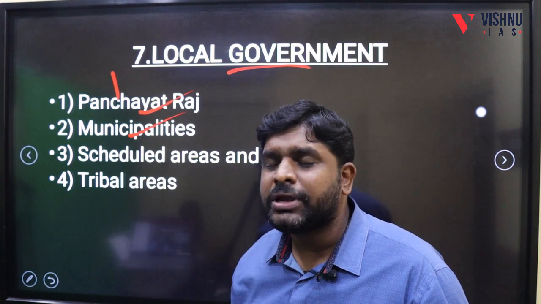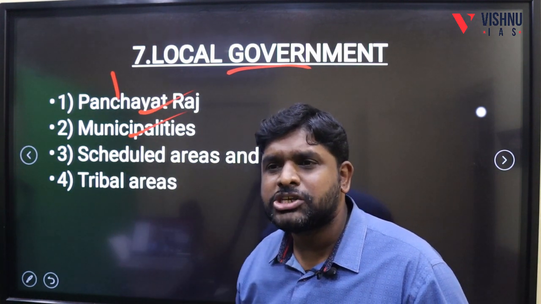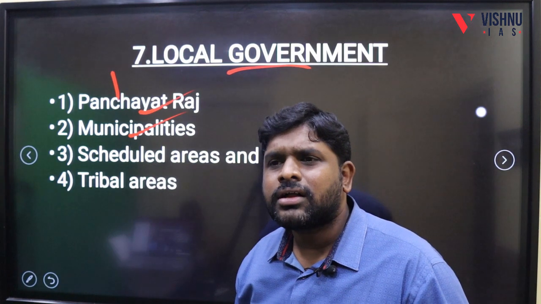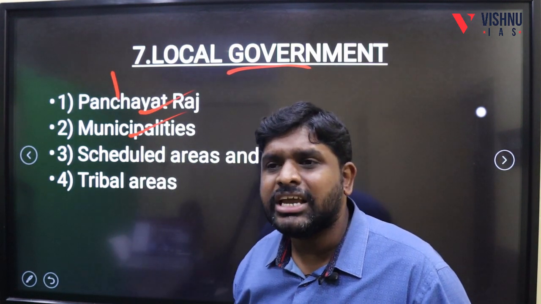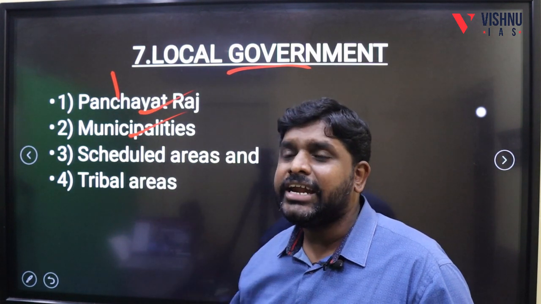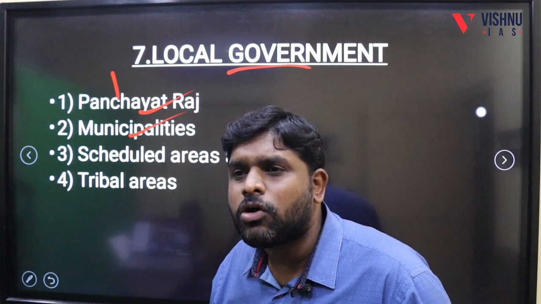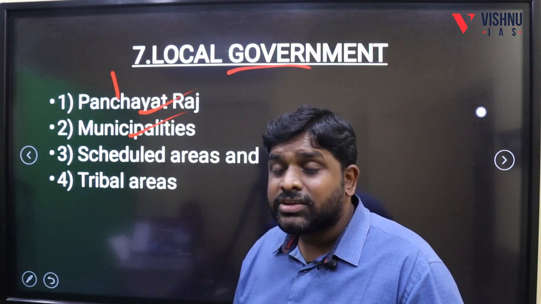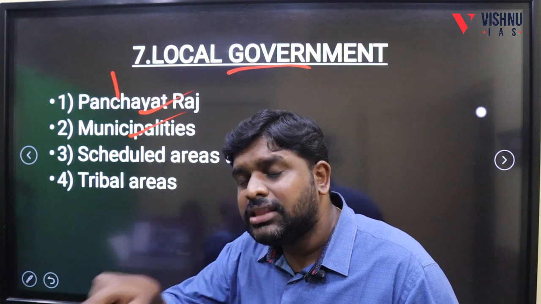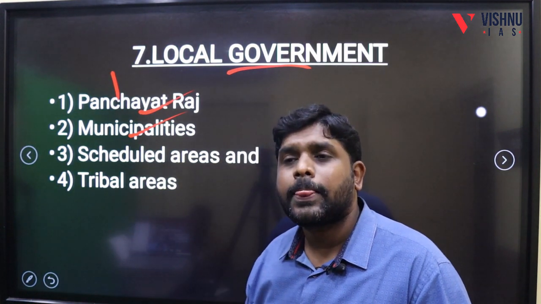Balwant Rai Mehta came into picture, Ashok Mehta Committee came into picture, G.V.K. Rao Commission came into picture, L.M. Singhvi Committee came into picture. Finally, in 1993, we came up with the 73rd Constitutional Amendment Act. Whether Rajiv Gandhi tried in between? Rajiv Gandhi also tried in between.